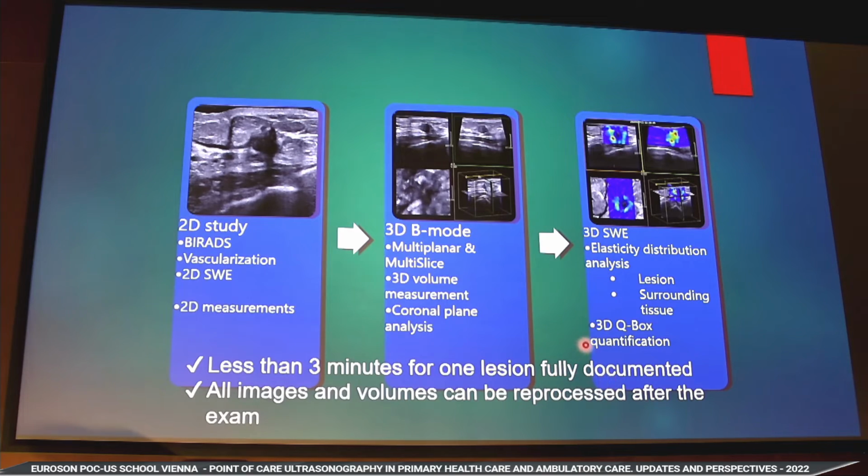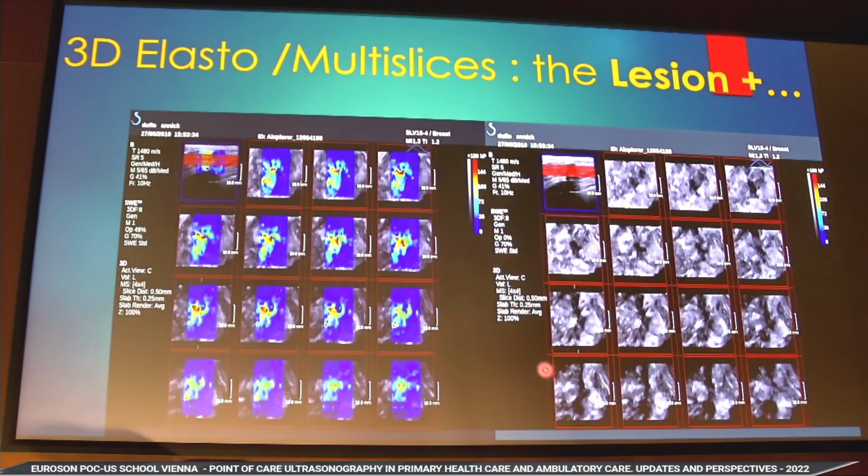And if you have the chance to have a 3D probe, you can make multi-slice analysis or a sagittal, longitudinal analysis, and you can make a good analysis of the prolongation, the involvement of the carcinoma in the surrounding tissue, in the Cooper ligaments, and in the glandular tissue all along the duct axis. And you have the correspondence with the B-mode images and the Shear analysis.